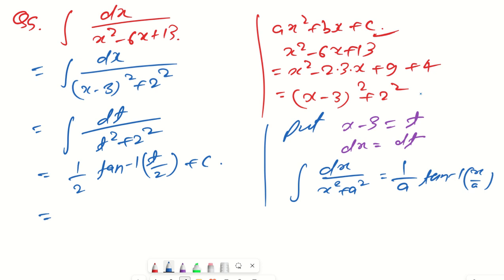Now we can replace this t with x minus 3. So 1 by 2 times tan inverse of x minus 3 by 2 plus some constant c. So hope you have now a very good understanding of how to solve this kind of questions. Let's do one more question. This is going to be a very important and very understandable question.